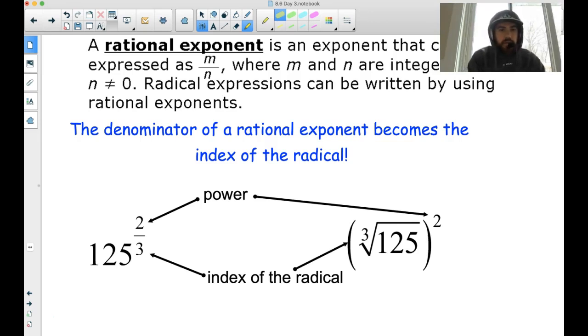And so basically what we're doing here is being able to go back and forth between exponent form and radical form. The big thing I like to point out is that the denominator is the index of the root. And if you remember that, then the other one, the numerator, is what that radical is to that power. Okay, so we'll be able to go back and forth between radical form and exponent form.